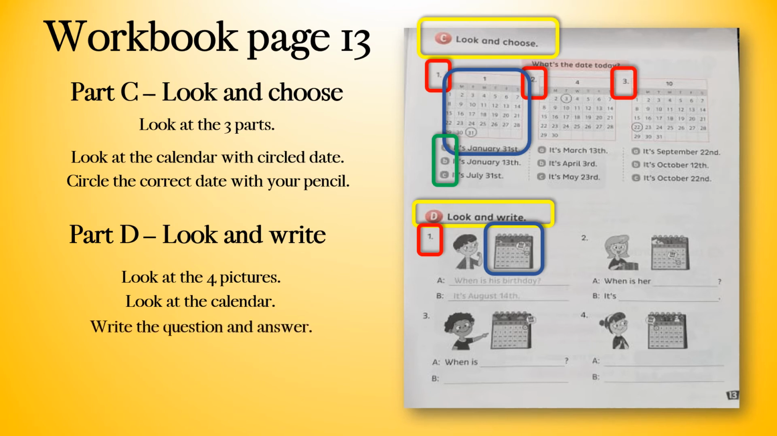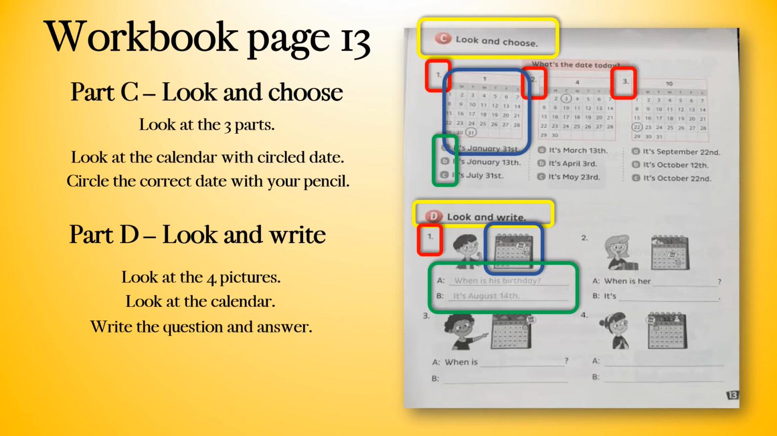And then we must write the question and answer. So number 1 gives you the question and answer. Oh, you're very lucky here. So the question is, when is his birthday? Do you remember his? His? Why do we say his? Because the picture is a boy.